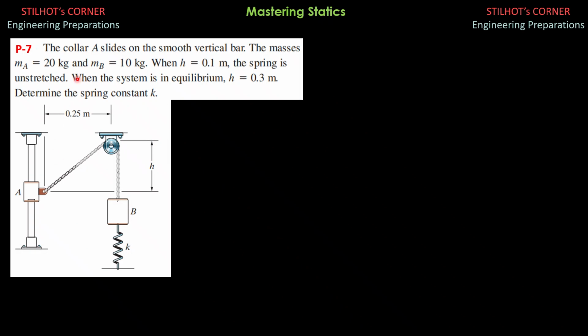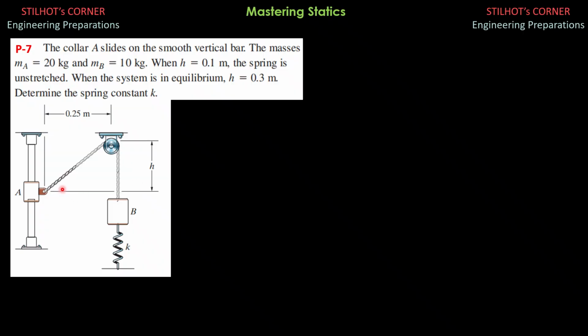Problem 7. The collar A slides on the smooth vertical bar. The masses MA is 20 kilograms, MB 10 kilograms. When H is 0.1, the spring is unstretched. When the spring is in equilibrium, H is 0.3, so 0.3 meter. Determine the spring constant K.